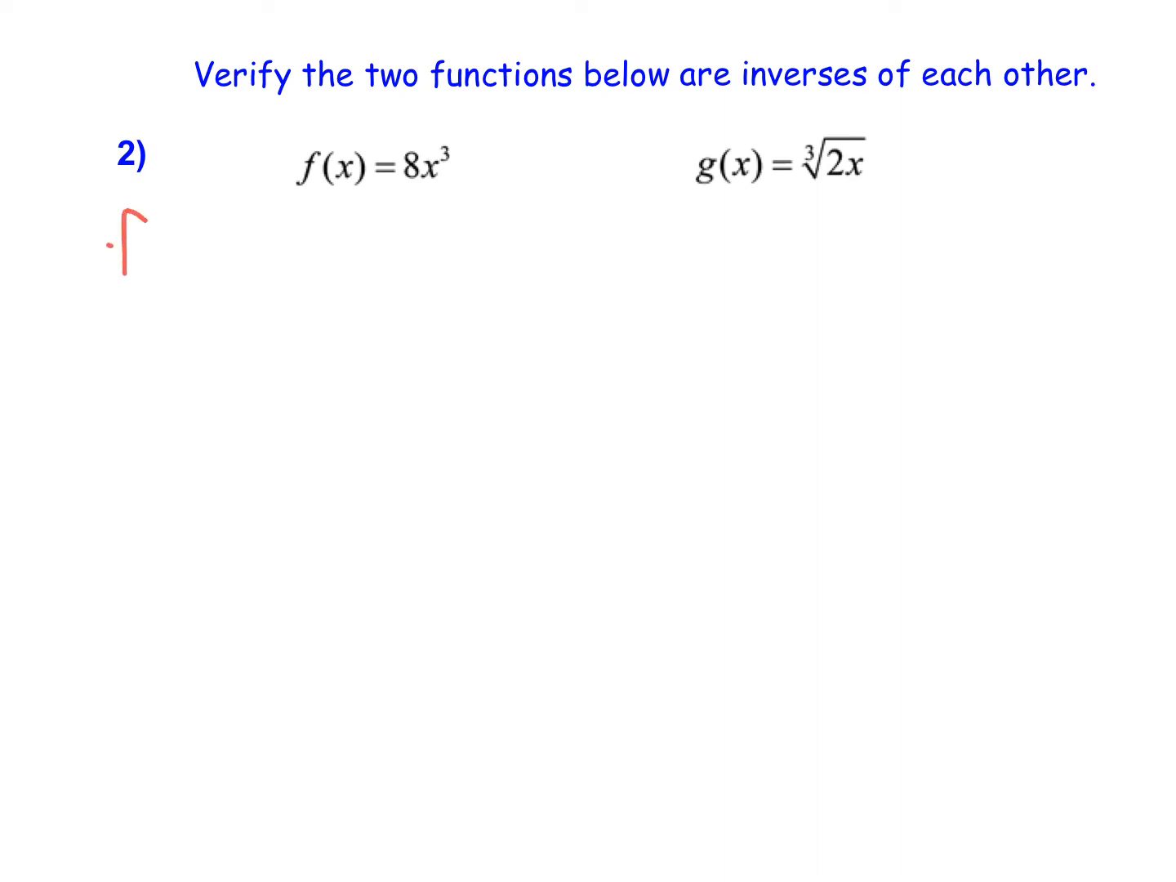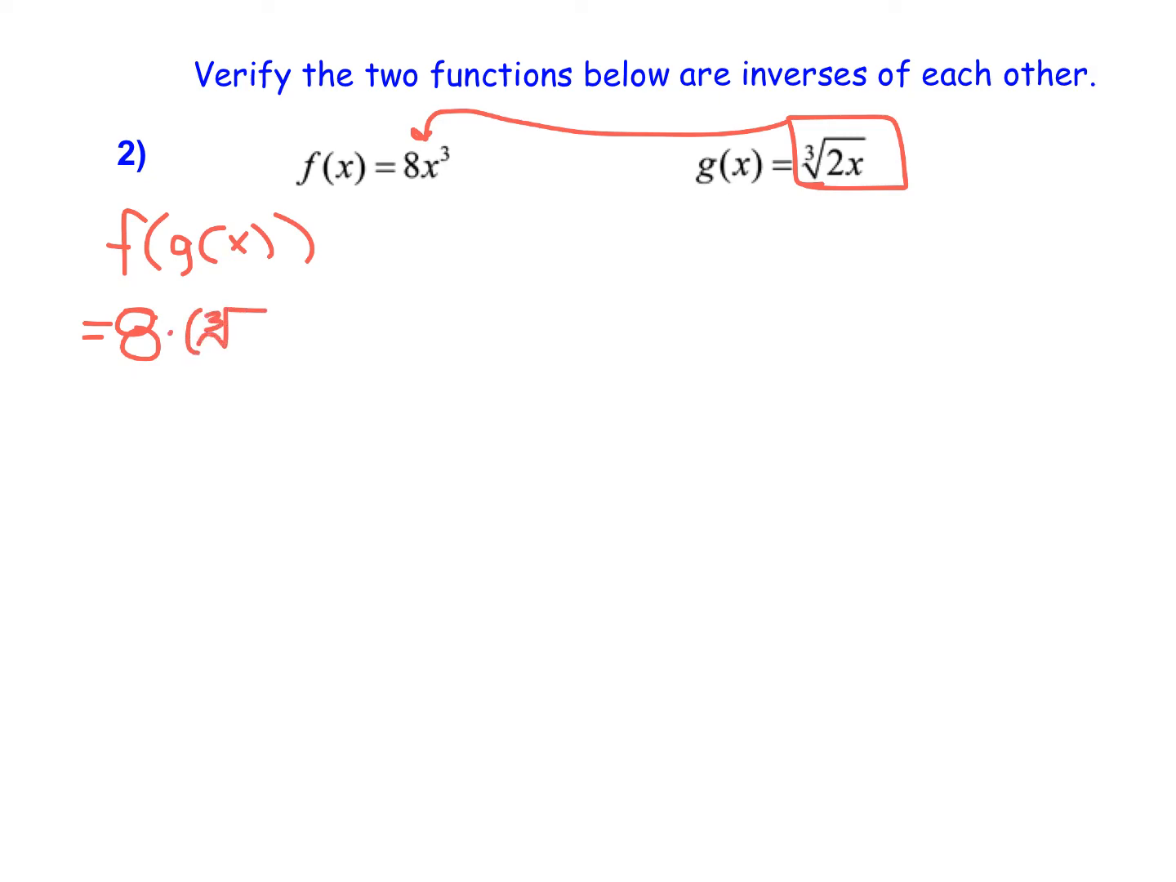So now let's test out these two examples in example 2. So let's start with f of g of x. So we're going to put all of function g inside of x here. We're going to use some parentheses too just to make sure we don't miss a detail. So here I have 8, and then I'm going to put parentheses where x is. I have the cubed root of 2x, and then it's all cubed.